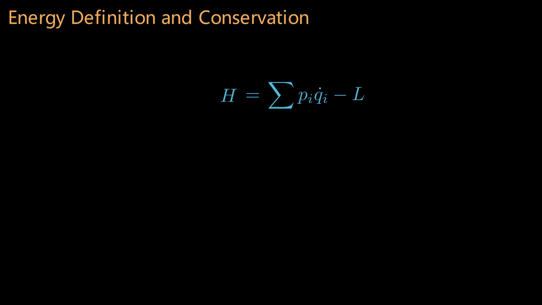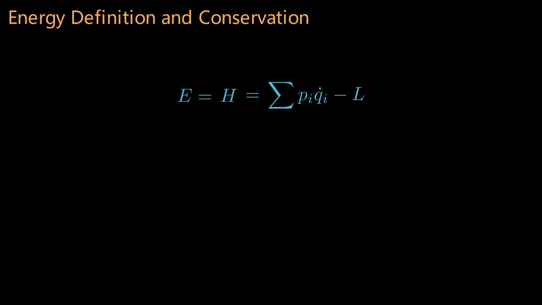By summing the product of the corresponding generalized velocity and generalized momentum, and then subtracting the Lagrangian, we obtain the system's energy. We use the letter H for this quantity because it is known as the Hamiltonian, which plays a crucial role in Hamiltonian mechanics. The Hamiltonian represents the total energy of the system.